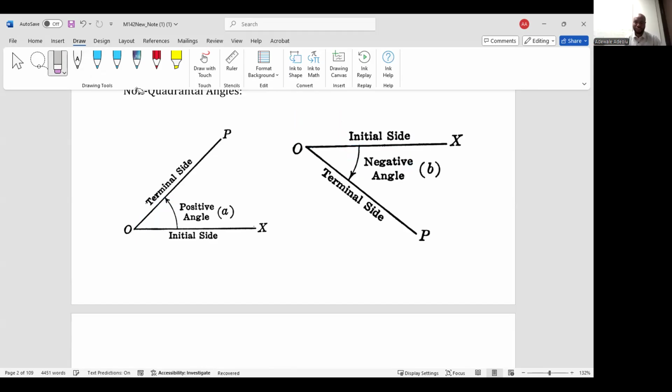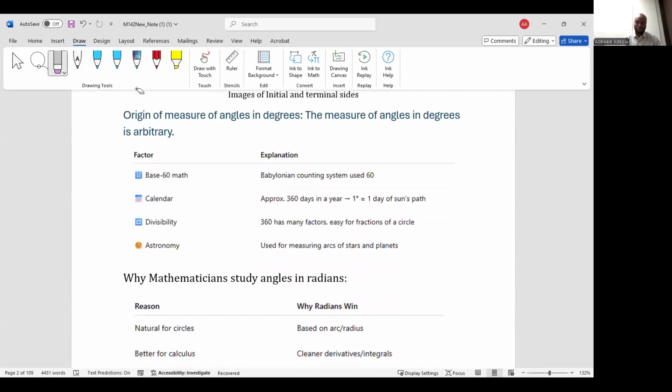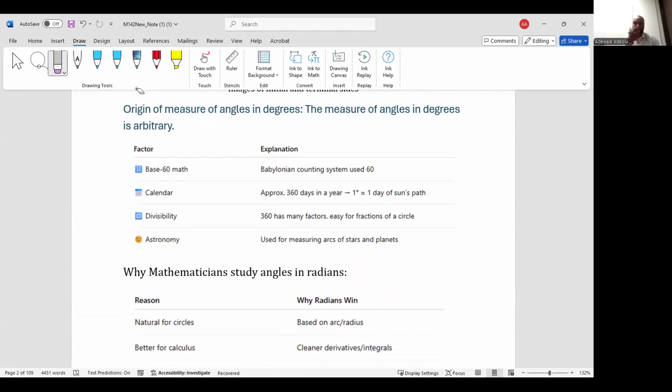Okay, moving on. Origin of measures of angles in degrees. So let us look at where measuring angles in degrees came from. Well, in the days, the Babylonian mathematicians counted in a system of base 60. So the idea was that a circle could be divided into 6 sixties. So they came up with 360 degrees for the sum of angles in a circle.